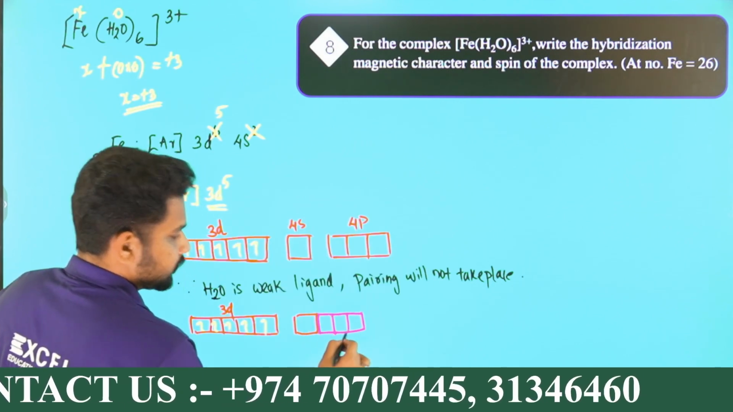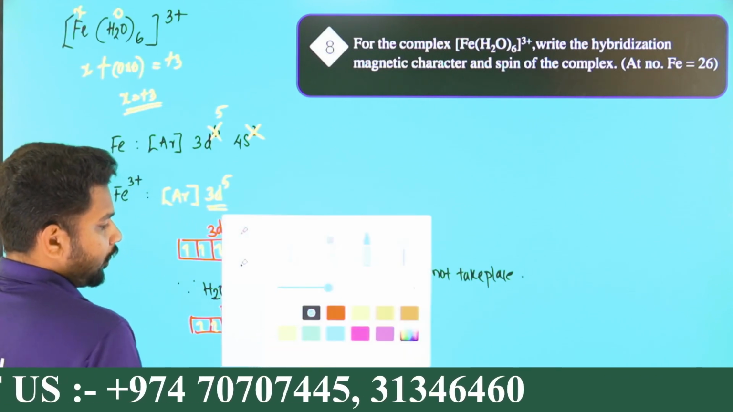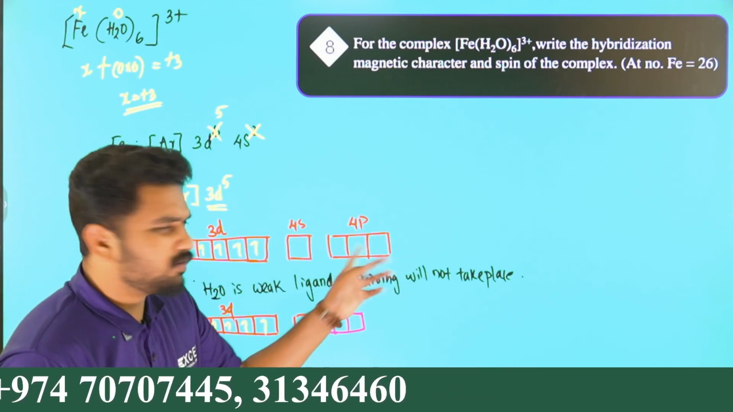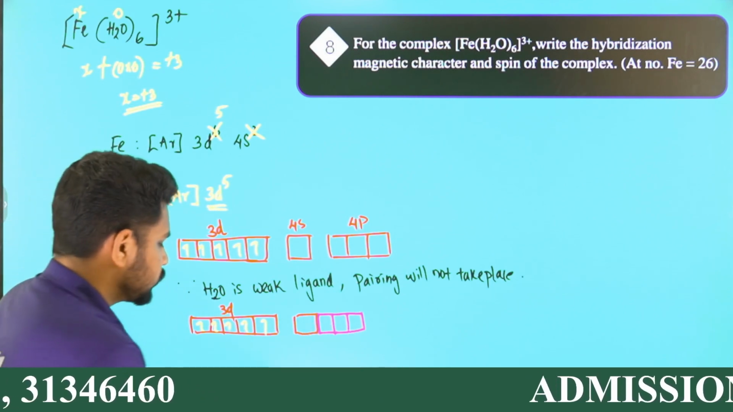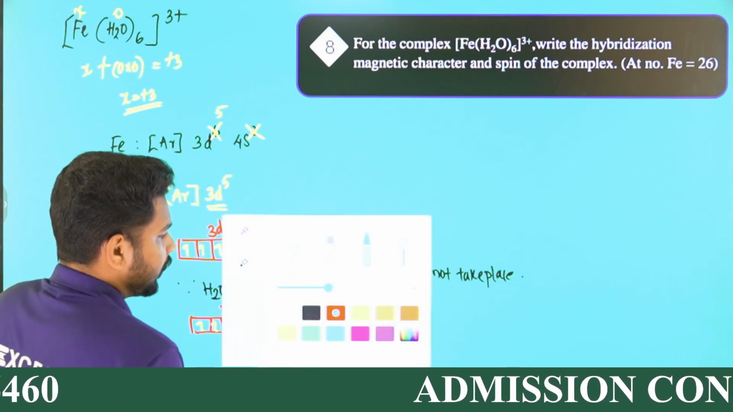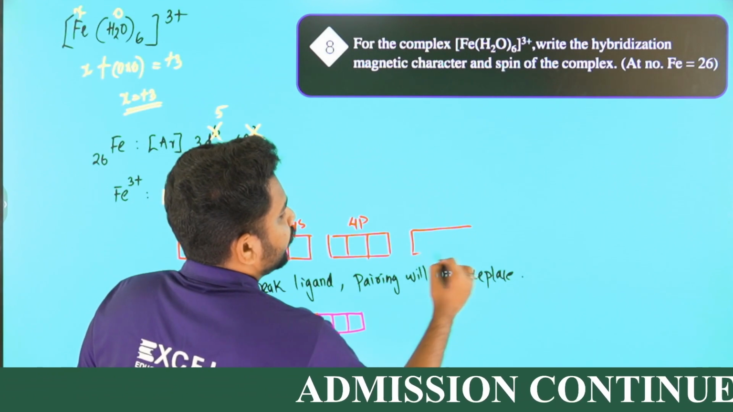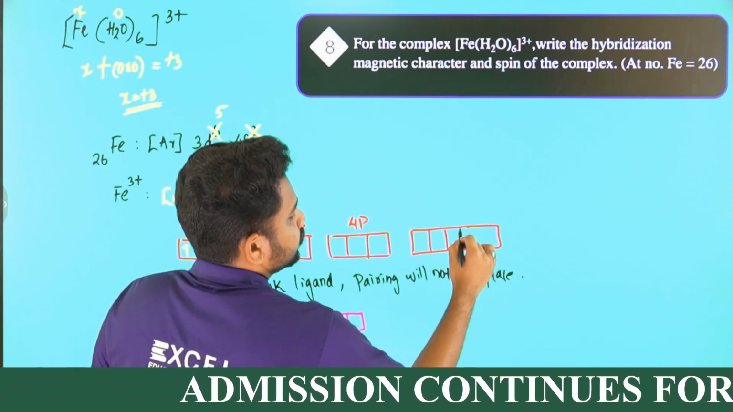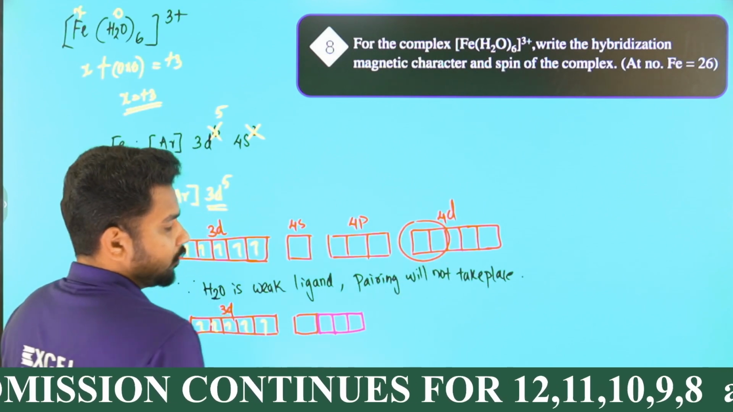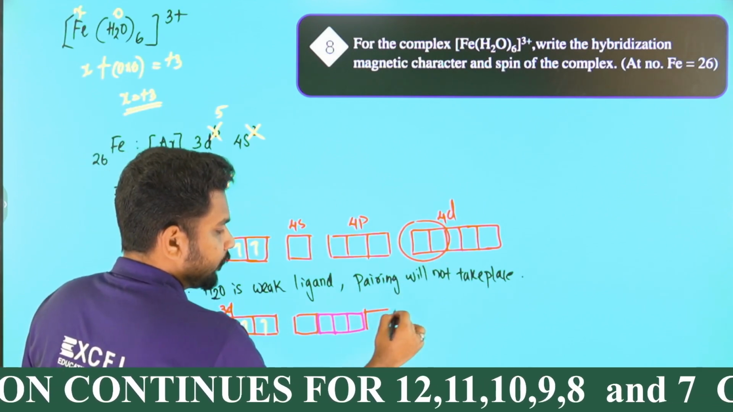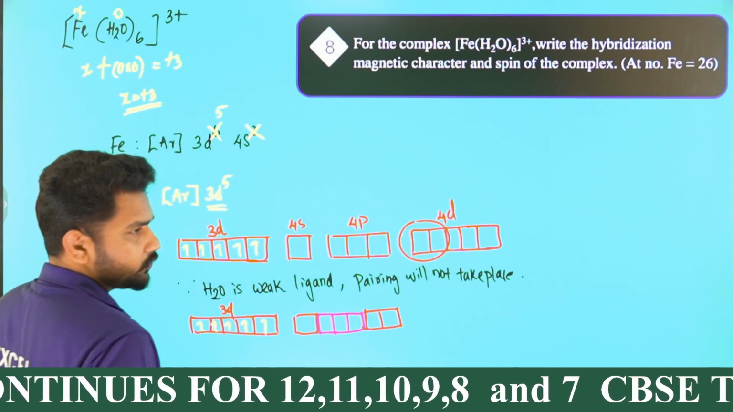3 orbitals. Now it is only 4. 1, 2, 3, 4. 4 vacant orbitals. So the remaining 2 can be taken from the next, 4d. So from 4d you can take the 2 vacant orbitals. So I am taking 2 vacant orbitals from 4d also.